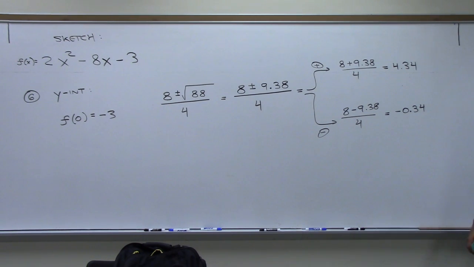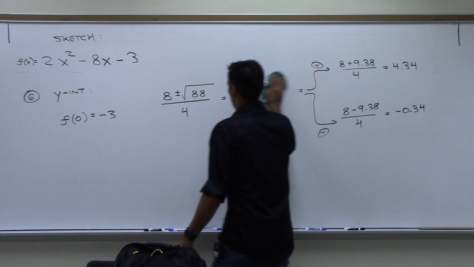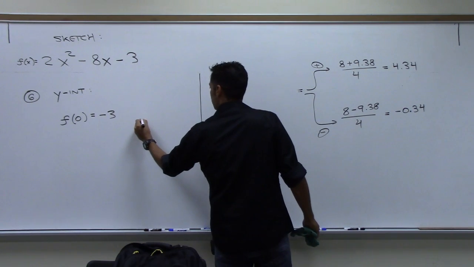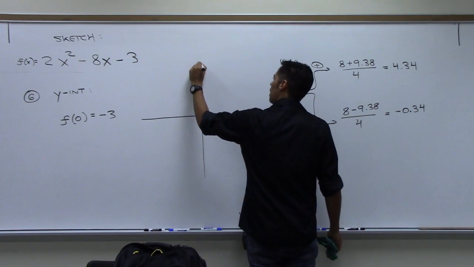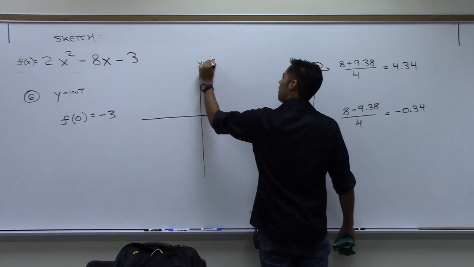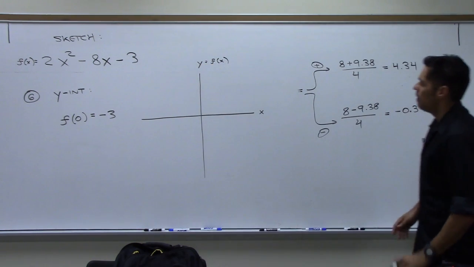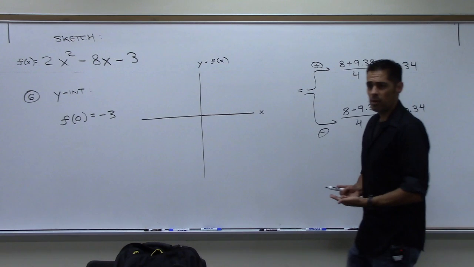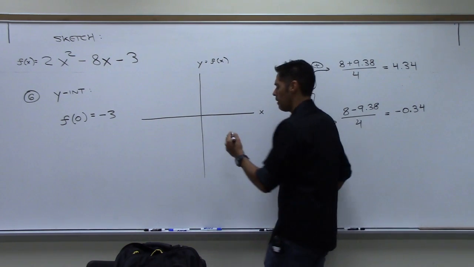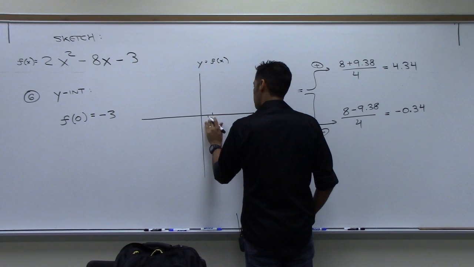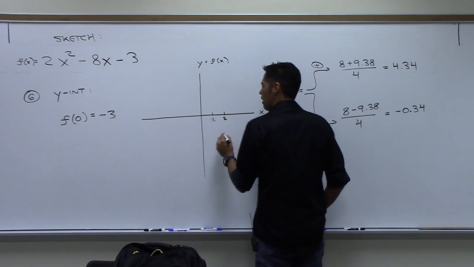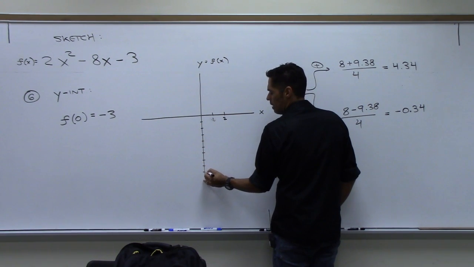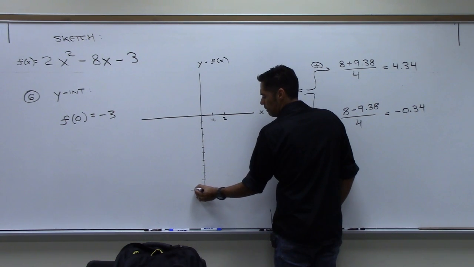Plot it. Now that's the last step, right? All right, so here we go. Now here's where my graph needs to kind of look decent. So here's my x and y axes. I'll go ahead and label them x and y. You could also write f of x up here instead of y, either way. I'm going to start with the first piece of information I had, which was my vertex. My vertex was 2, -11. So 1, 2, and then -11: 1, 2, 3, 4, 5, 6, 7, 8, 9, 10, 11.